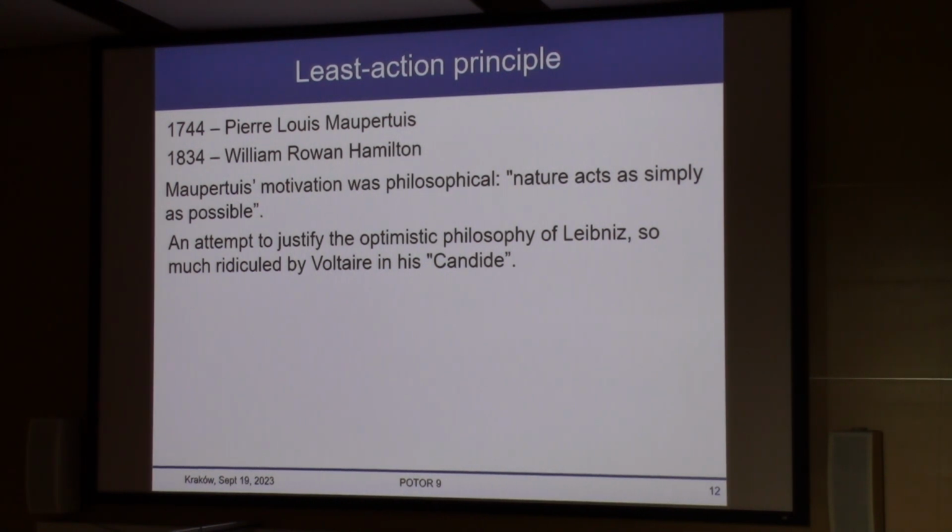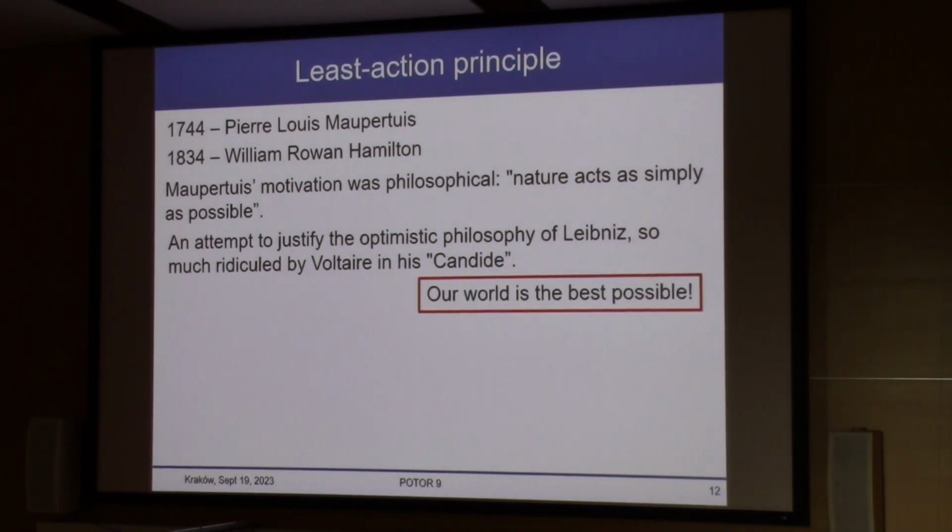If you have read Voltaire's Candide, then you remember that he tries to ridicule this statement that nature acts as simply as possible, or our world is the best possible. Leibniz tried to answer the old philosophical question: if the good God has created the universe, why is there so much evil inside? And the answer is simple: because God has simply solved the variational problem. The total amount of evil is as small as possible.